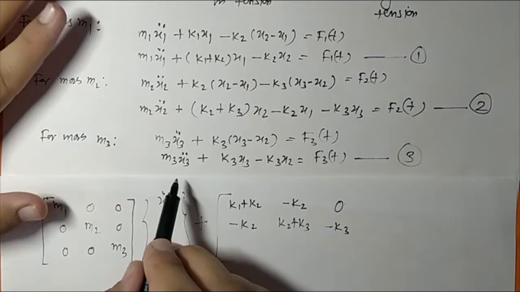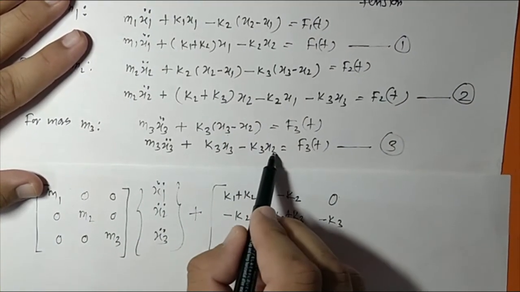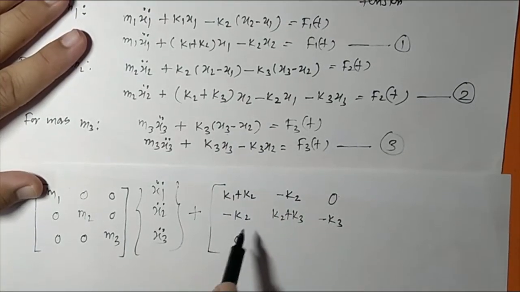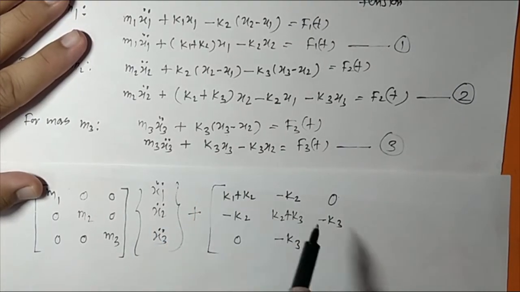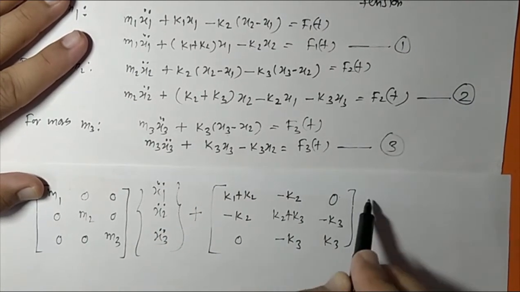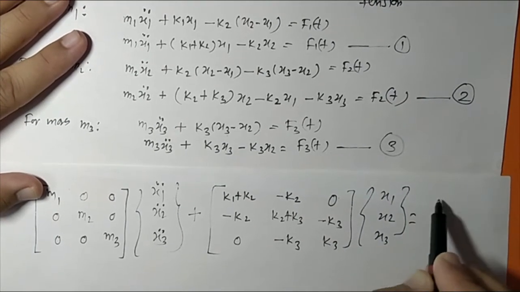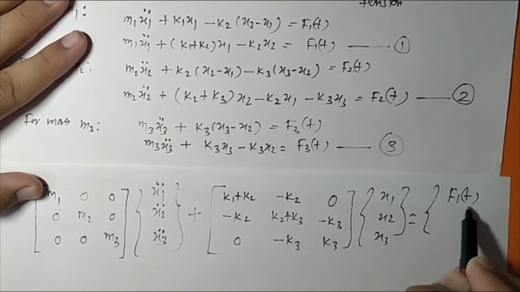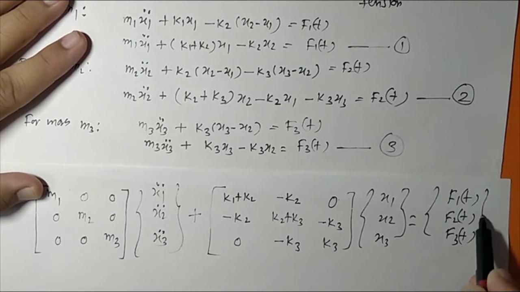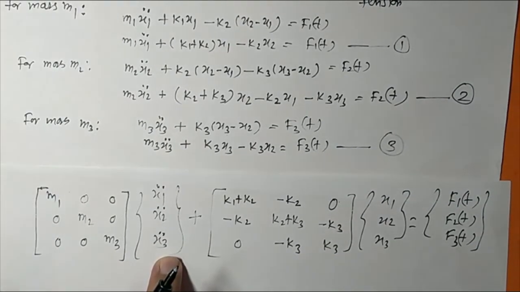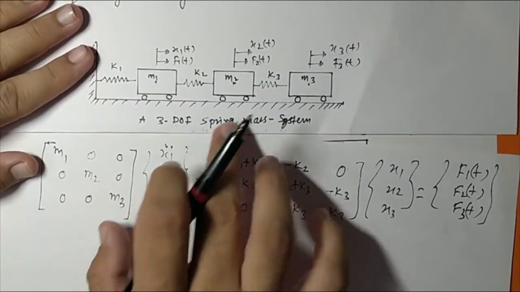And similarly from third equation, x1 multiplier is 0. So this is 0, and minus k3 x2. So this is minus k3, and k3 x3. So this is k3. And this is displacement vector x1, x2, x3 is equal to force vector F1(t), F2(t), and F3(t). So this is our governing equation for this particular 3 degree of freedom spring mass system.